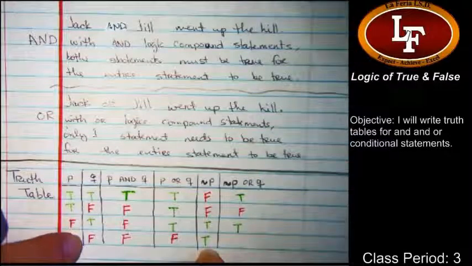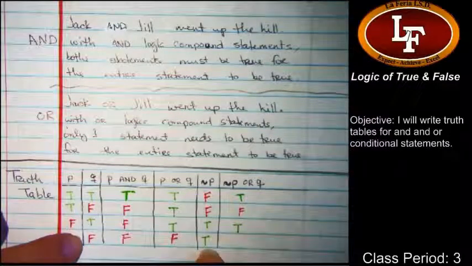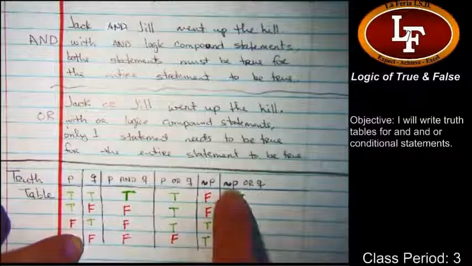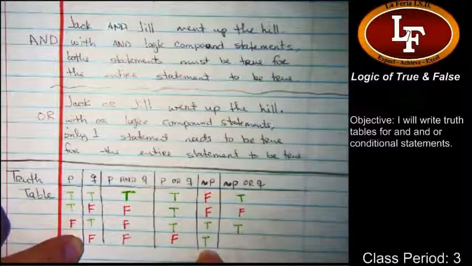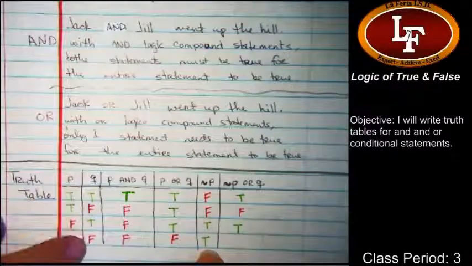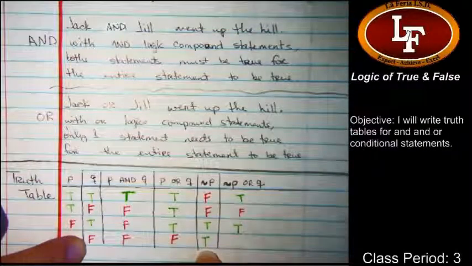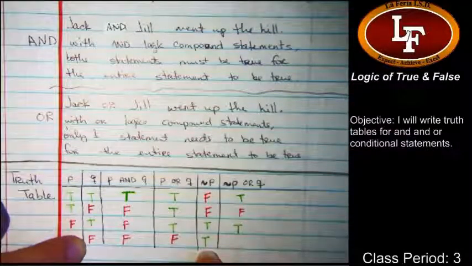Argue it out. Why is it false? But it says or. Not P is true. Look at the not P column: it's true. Look at the Q column: false. And the statement is or, so it's true. Told you, you only need one of them to be true for the whole or statement to be true.